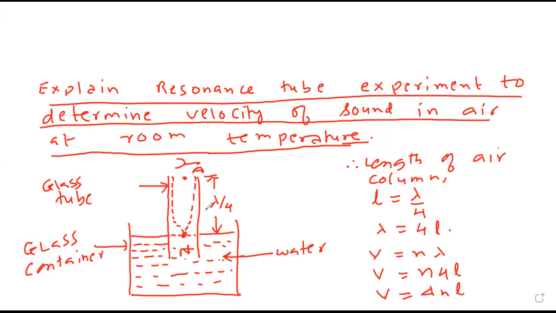Let lambda be the wavelength. Therefore, vibrating length L will be lambda by 4. Lambda is 4L. So V equals N lambda. V equals N into 4L. V equals 4NL. Using the above formula, velocity can be determined.